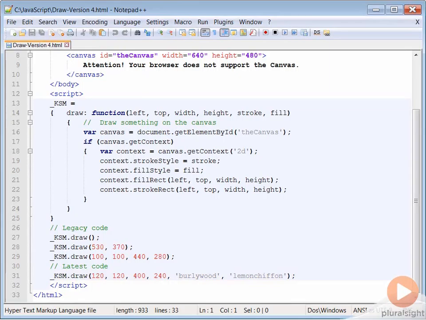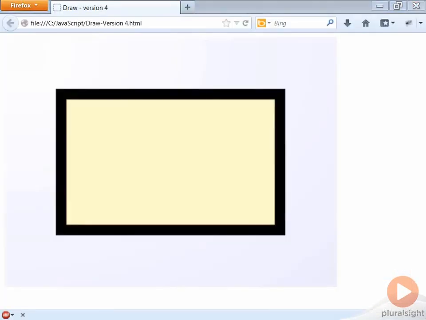Let's see what this latest version does. As we could have guessed, we no longer get our silver rectangle in the middle of the page. What is a surprise, however, is that it is replaced with a black rectangle. The reason for the black rectangle is because the values for fill style and stroke rect are no longer hard-coded. They must be supplied by the calling code.